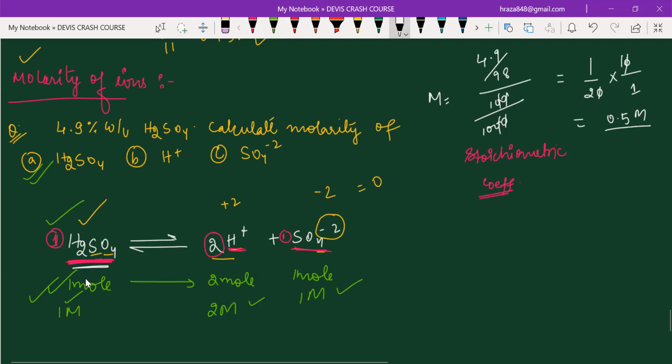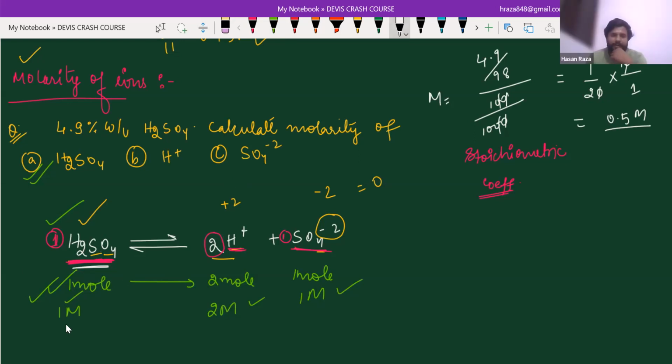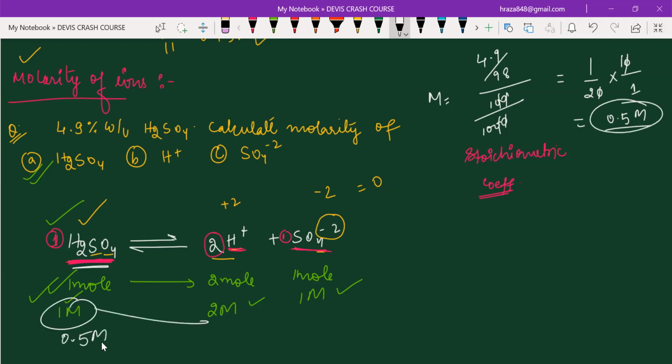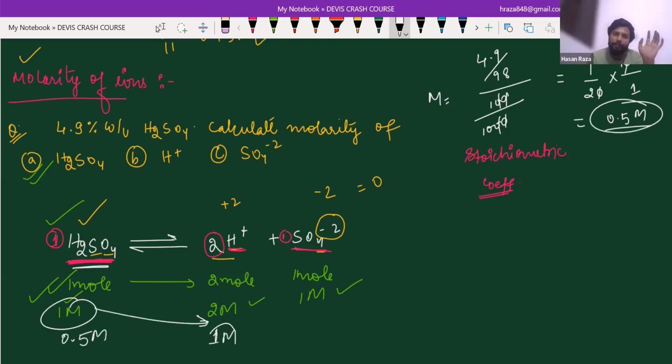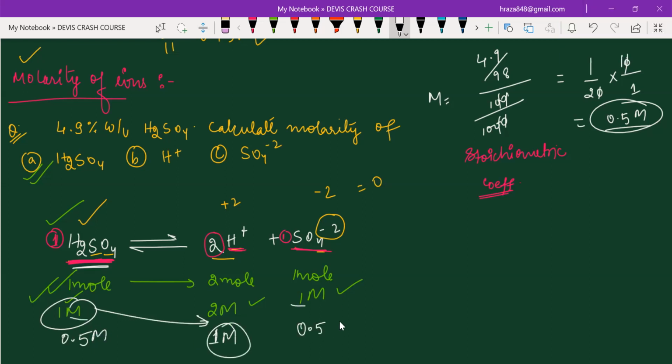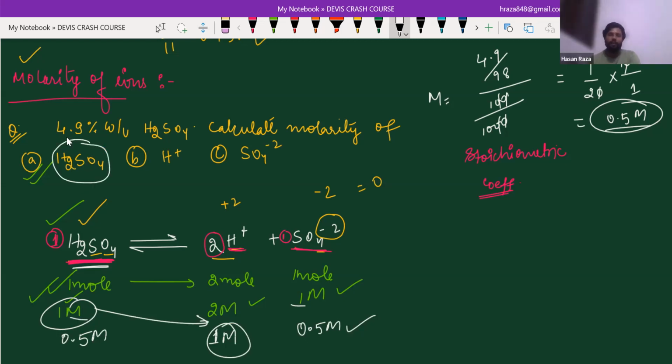Now see, this is the molarity that we actually calculated, 0.5. 1 is giving 2, that means 0.5 will give 1 M. 1 is giving 1, that means 0.5 will give 0.5. It's very easy to calculate this. What is the molarity of this H2SO4?